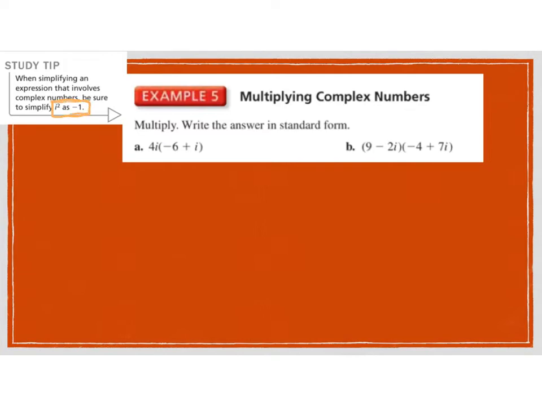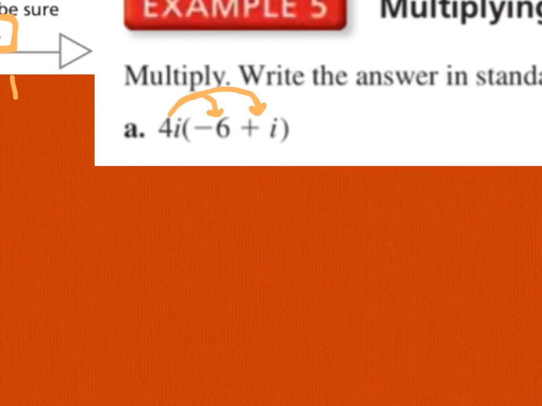This little study tip here. So we went over yesterday that i squared is -1. So if we ever see an i squared, we need to change it to -1 in order to simplify. So in multiplying our complex numbers, we need to distribute just how we would when normally multiplying. So 4i times -6 would be -24i, and then 4i times i would be plus 4i squared.